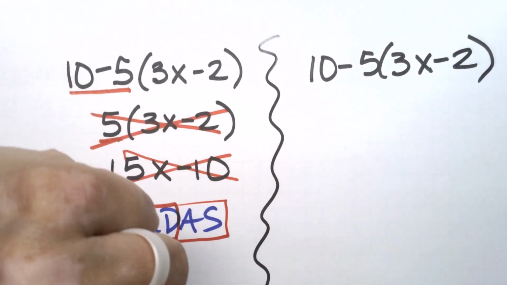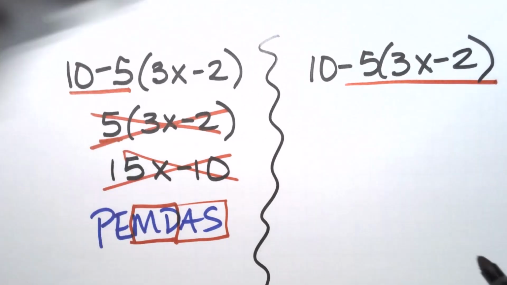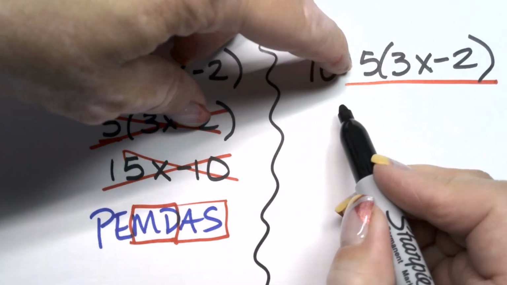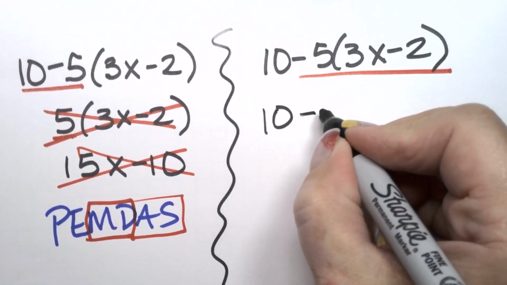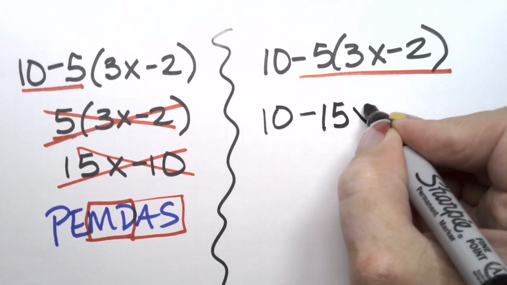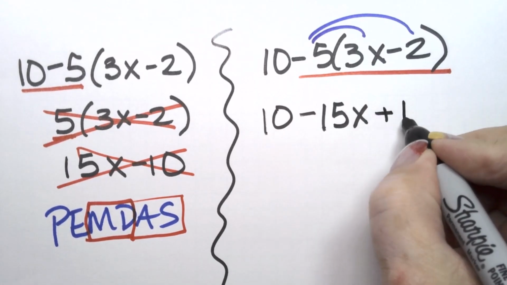So where you start is right here. You've got to start with the multiplication, which means distributive property. So the 10 stays the same. And then we take this negative 5 times the 3x, and that's going to be a minus 15x. And we take this negative 5 times the negative 2, and that's going to give me a positive 10.